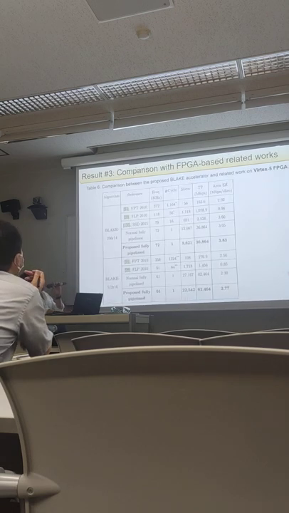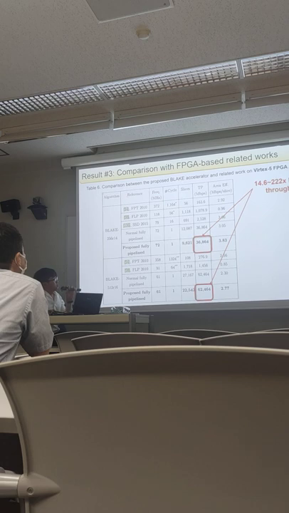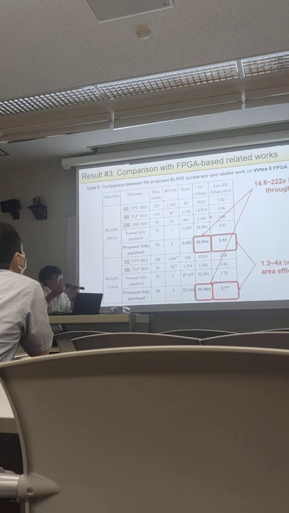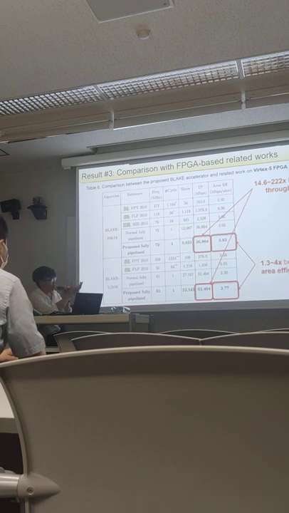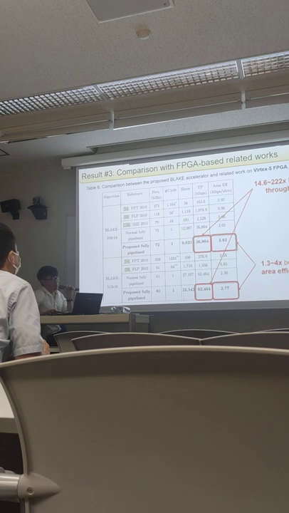Now, in the next one, let's compare with the related works on FPGA. First, let's evaluate it on the Virtex 5. As you can see here, with content ID 1, our accelerator can achieve 14.6 to 222 times better throughput compared to the previous works. And with content ID 2 and ID 3, our accelerator can achieve 1.3 to 4 times better area efficiency. The reason why I do not show the power consumption here is because the previous works don't give any power consumption, so it doesn't make sense to give ours alone.